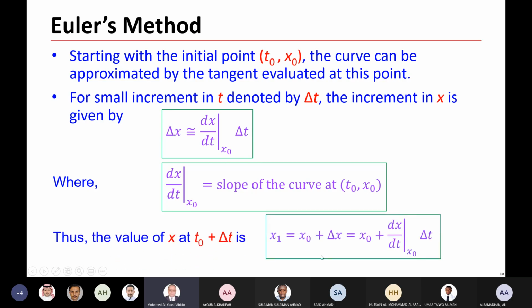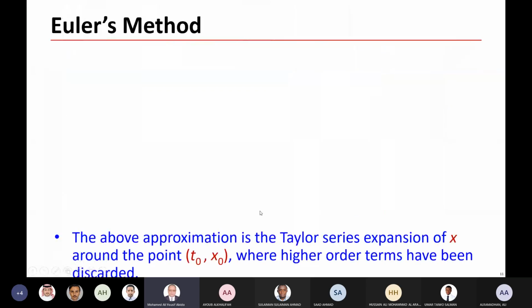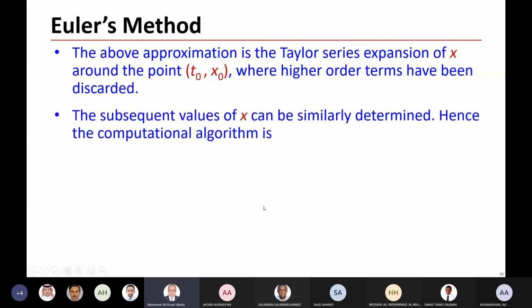And then recursively, the value of x at t0 plus delta t, x1, equals x0 plus delta x. And this is delta x here, and this is f of x. So you calculate it at x0 and multiply by delta t. And then iteratively you can continue until the final time that you need to solve.